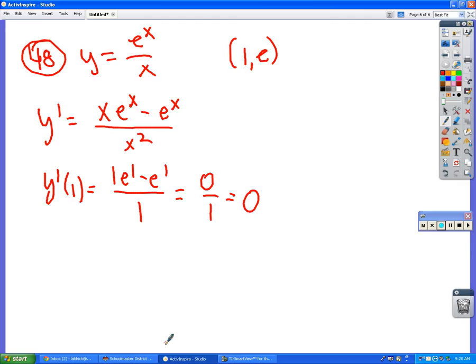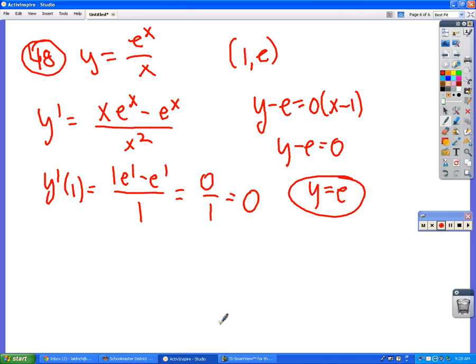Okay, so now you can do the old point slope form, y minus e equals 0 times x minus 1. But 0 times x minus 1 is just 0. So y minus e equals 0, or better yet, y equals e is the equation of the tangent line at that point. You can just bring that to your desk.